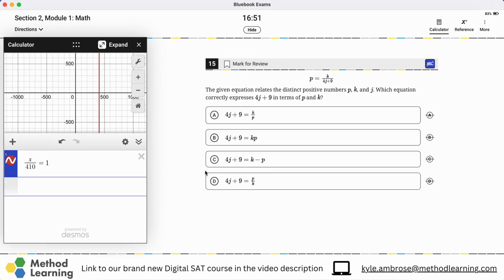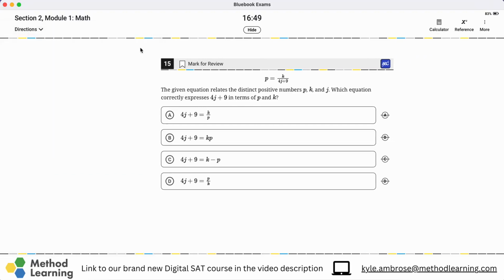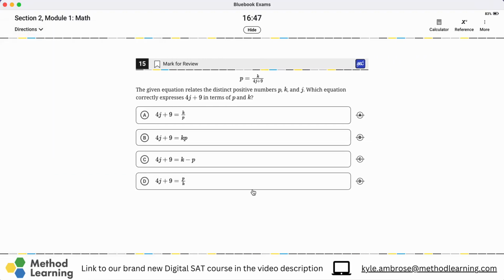Next question. Okay, we can't use Desmos for this. At least I wouldn't. I don't think you could. We want to express 4j plus 9 in terms of p and k. So we essentially want to solve this equation for this denominator, 4j plus 9. Well, how could I do that? Notice it's in the bottom here. So if I took that denominator and I multiplied both sides by it, I would be able to cancel it out on the right and move it to the left, right?